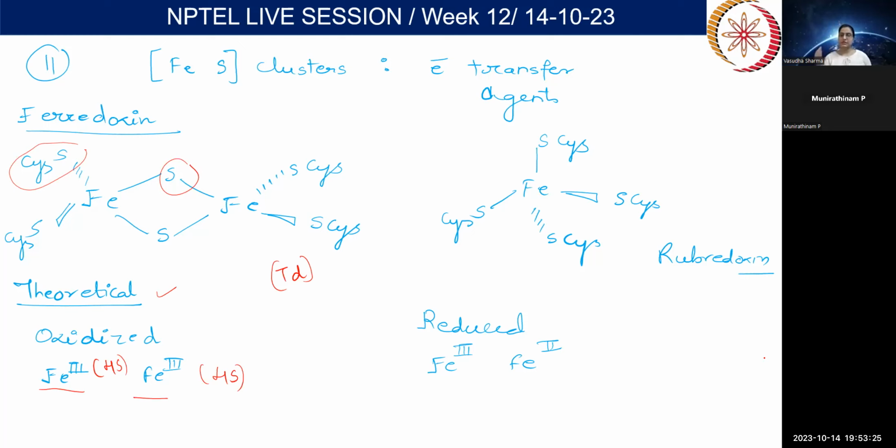Now, going from the oxidized state to the reduced state, Fe3+ to Fe2+: electron transfer agents can accept electrons if they are in the oxidized state, and give electrons if they are in the reduced state. So when it takes up one electron, Fe3+ goes to Fe2+. So it would have two different kinds of iron, whereas in the oxidized form it is expected to have one kind of iron, right?